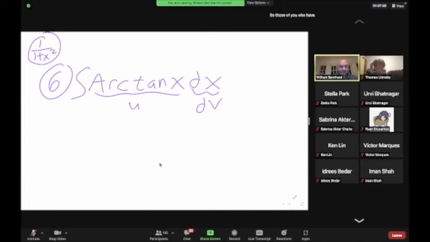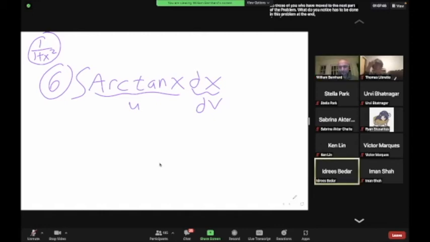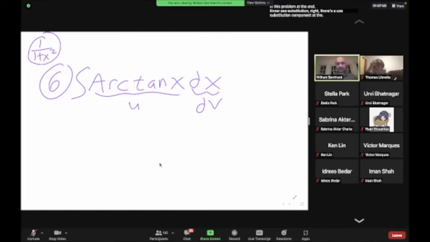Those of you who have moved to the next part of the problem, what do you notice has to be done in this problem at the end? A U substitution. Right, there's a U substitution component at the end of this problem. So everybody try that. I'll give you a few more minutes.